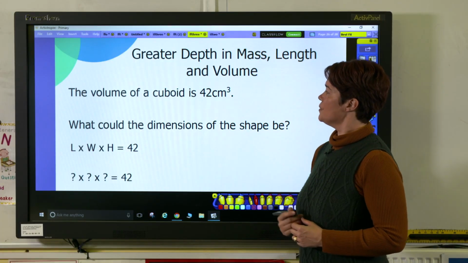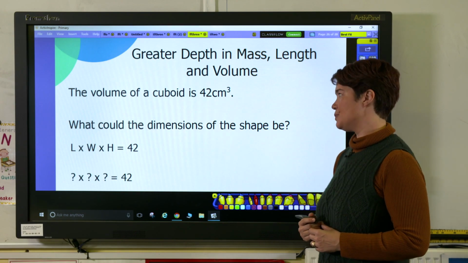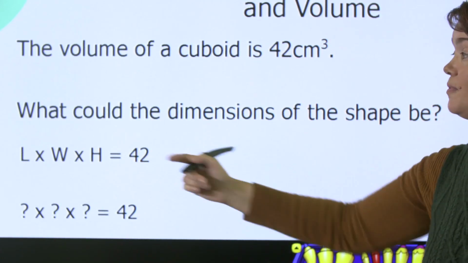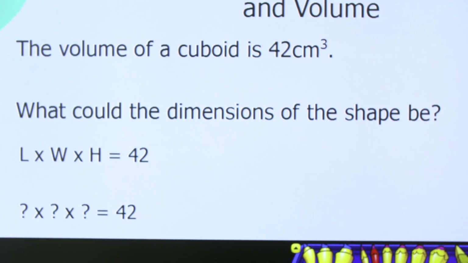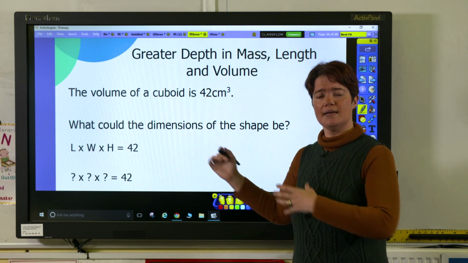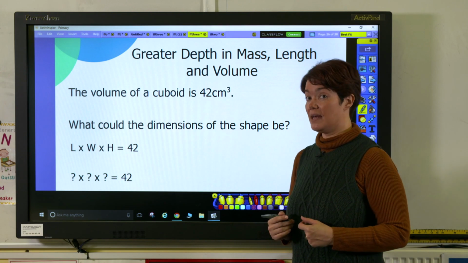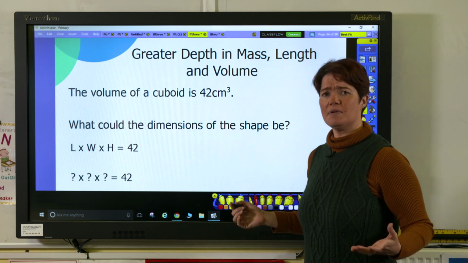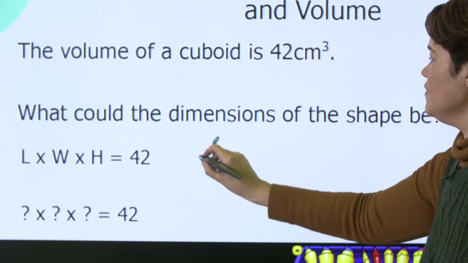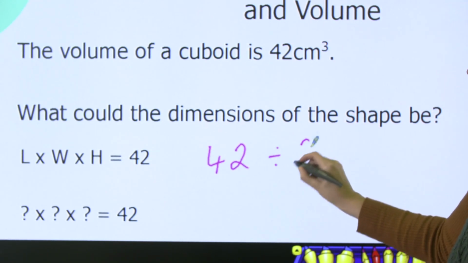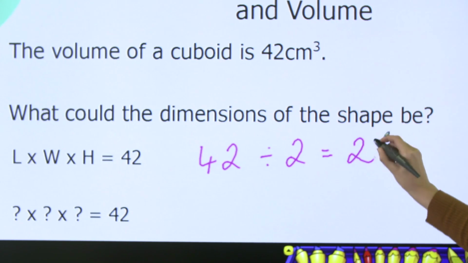The volume of a cuboid is 42 centimetres cubed. What could the dimensions be? We're hoping they remember the volume of a cuboid is length times width times height. So what they're actually trying to find is three numbers that multiply to make 42. Hopefully, with 42 being an even number, they spot that it can be divided by 2. So the first thing they can do is 42 divided by 2, which gets them 21.